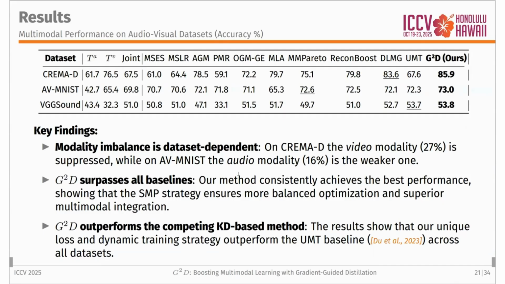On the other hand, AVMNIST has the reverse case. We see that the audio modality, when trained in a multimodal model, achieves only 16% accuracy, whereas if the audio data is trained separately in a unimodal setting, it achieves an accuracy of 42% or around 43%. So which modality will be suppressed or dominated is completely dataset dependent and cannot be known beforehand. That is why we use confidence scores of the unimodal teachers, and that is why our method is dynamic. And if you look at our performance, you'll see that we surpass all baselines, and we also outperform the competing KD-based method, which is UMT.